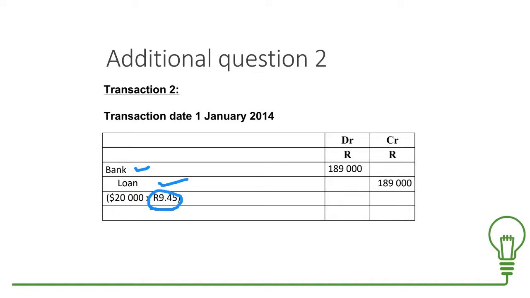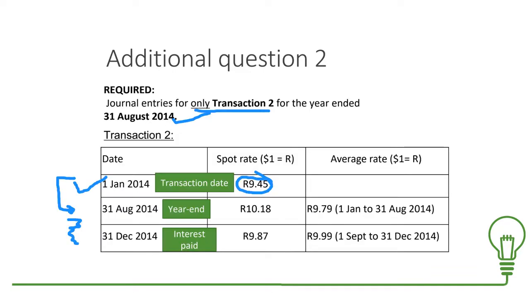Okay. Now, is there any interest on the first day of the loan? No. So we don't need to recognize any interest. What we need to do is we now need to move to year end. So what we're going to do at year end is we're going to take that loan and move him from 945 to 1018. So now let's leave the loan one side.